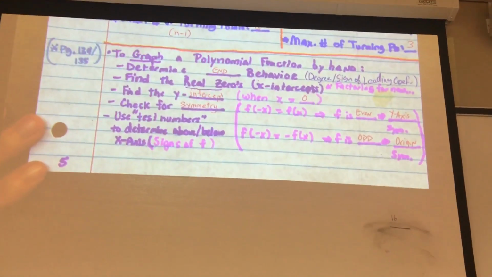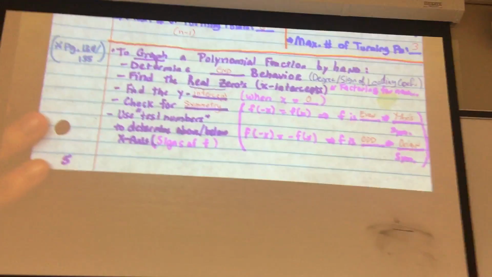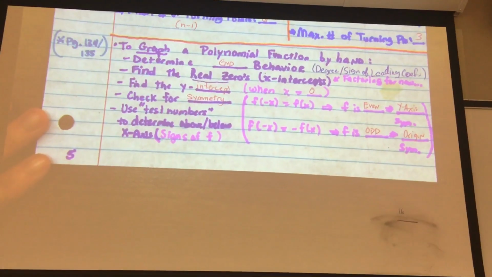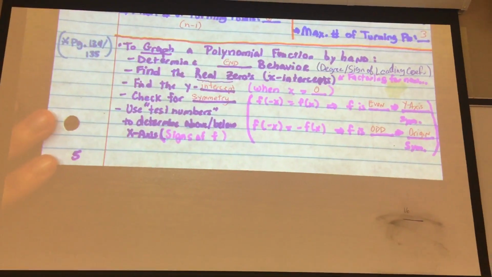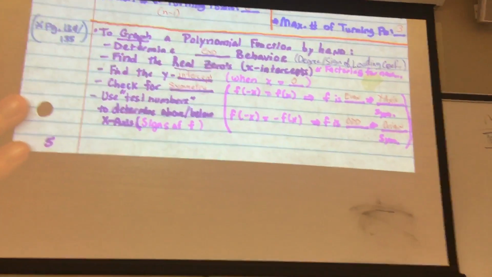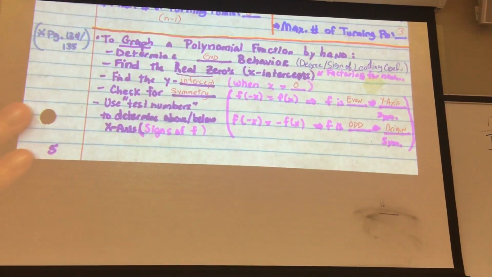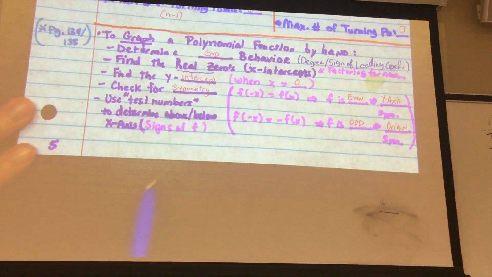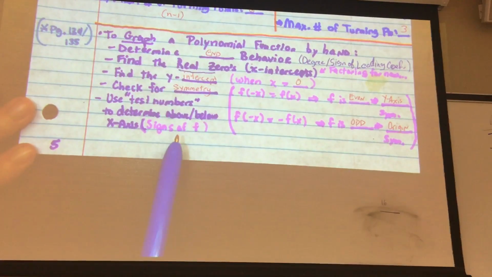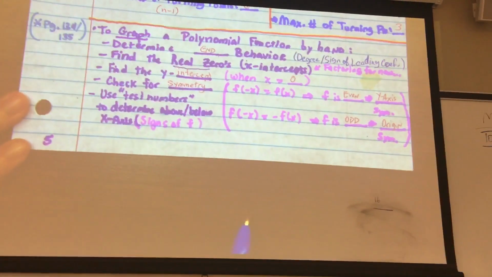This is a polynomial, what are the pieces that I need to graph as well? So pages 134 and 135 of the Larson textbook will give you a nice suggestion of a list, basically, of things they recommend you do, but it's basically all the things we've been doing. Determine what the end behavior is by looking at the degree and the sign of the leading coefficient.